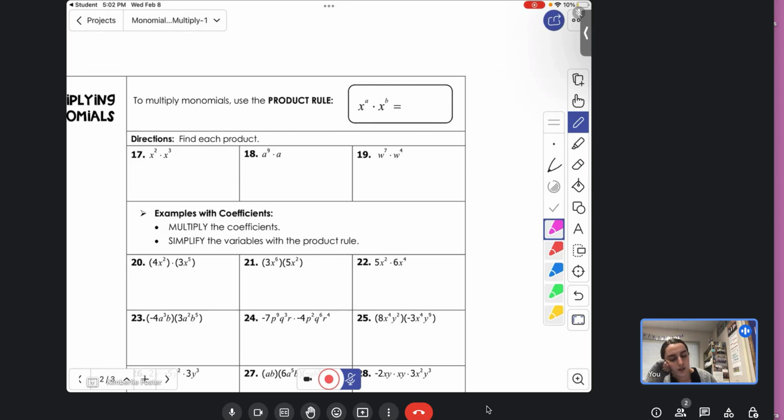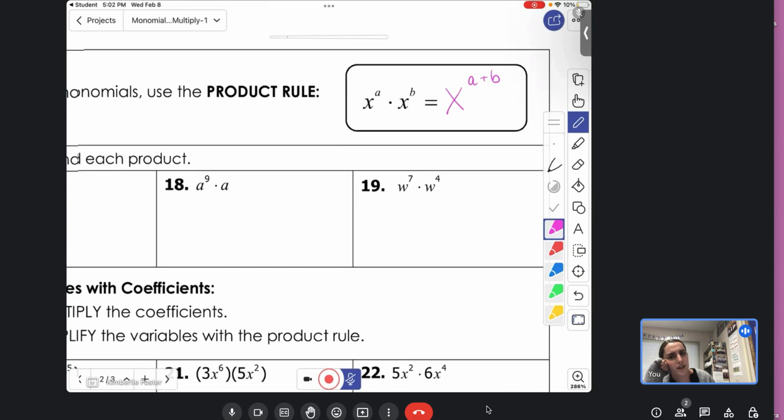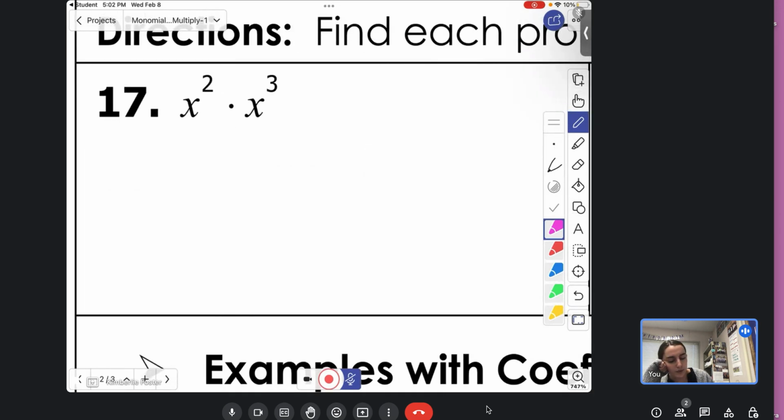To multiply monomials, we're going to use the product rule. The product rule tells us, it's very interesting, when we multiply x to the a times x to the b, we are actually going to add our exponents. x to the power of a plus b. So why is that? Well, let's take a look here. x squared, if I broke this up, x squared is x times itself, right? And I'm multiplying that by x cubed, which is x times itself, but 3 times.